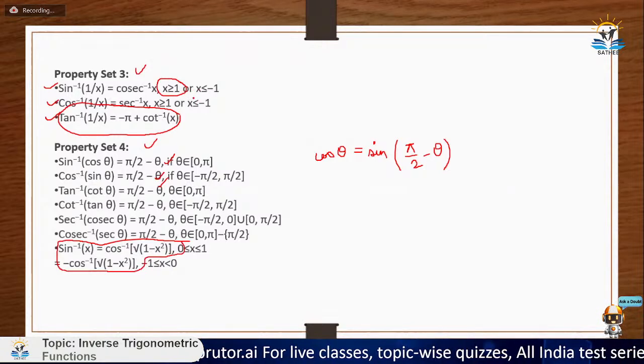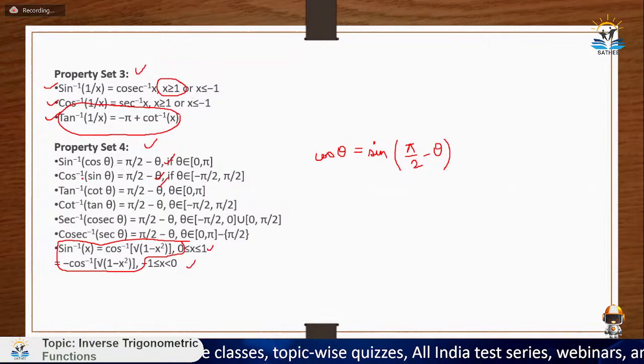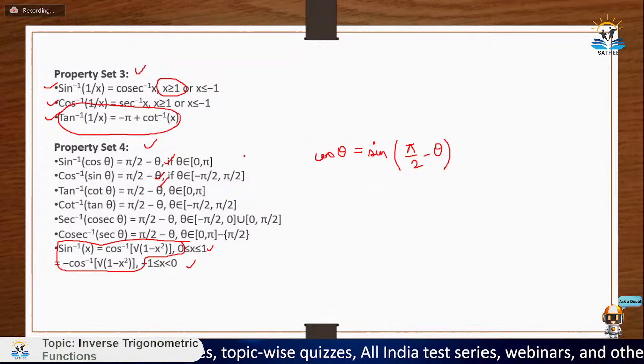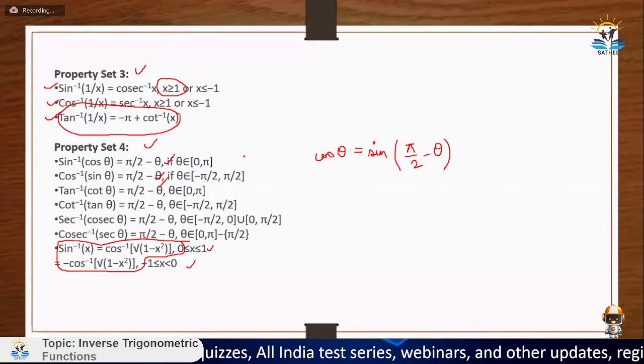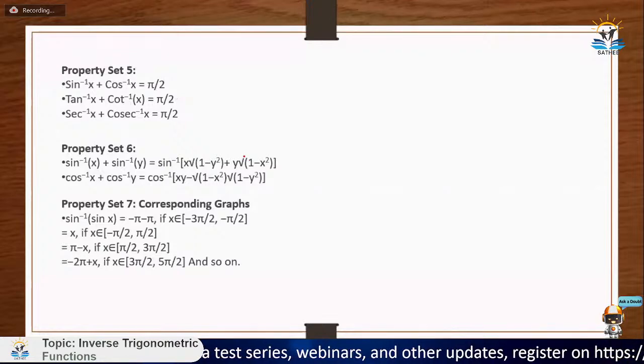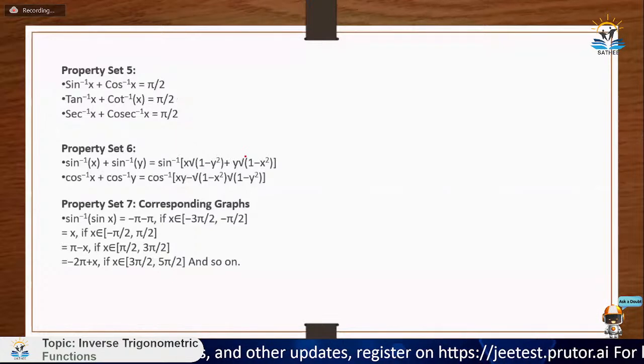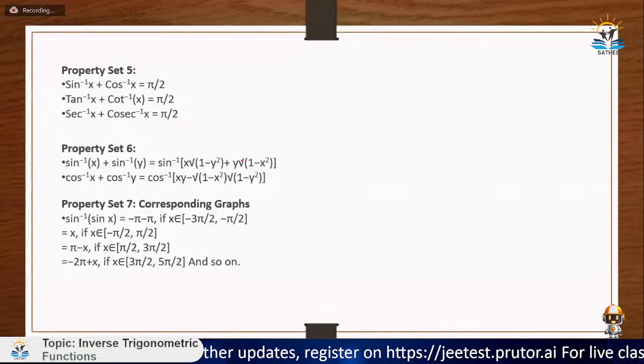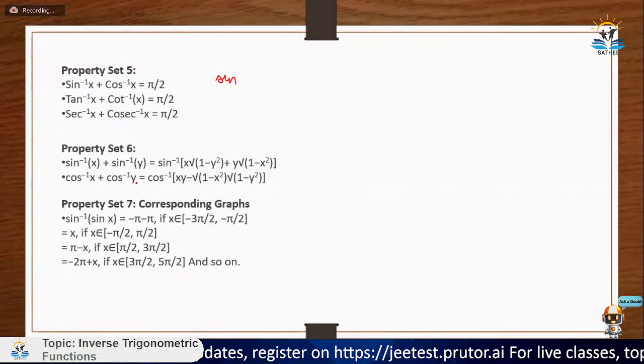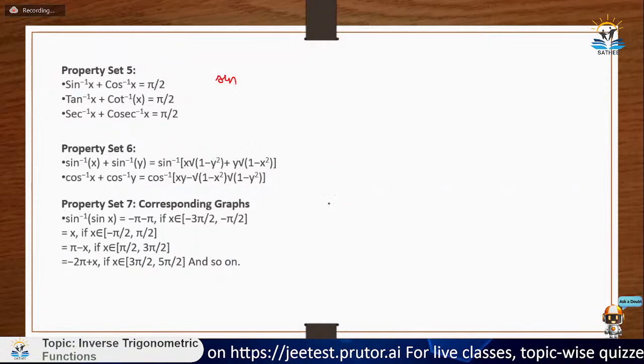Then this property, sine inverse x plus sine inverse y, it's nothing but sine inverse of x root of 1 minus y square plus y root of 1 minus x squared, the whole thing. And similarly here. Got it? So this is one thing. Similarly, for cos inverse x plus cos inverse y, it is cos inverse of xy minus root of 1 minus x square into root of 1 minus y square. Okay. So these are some properties which you should know clearly.